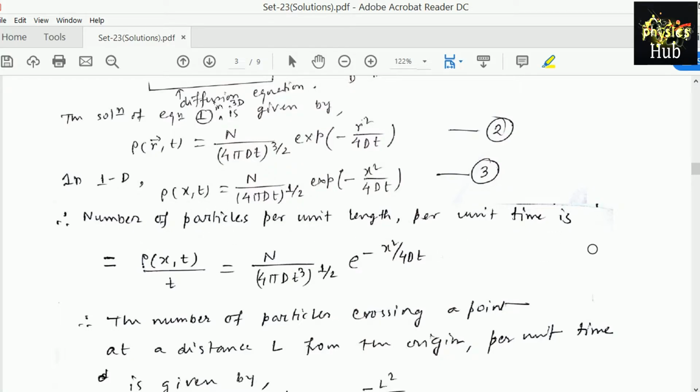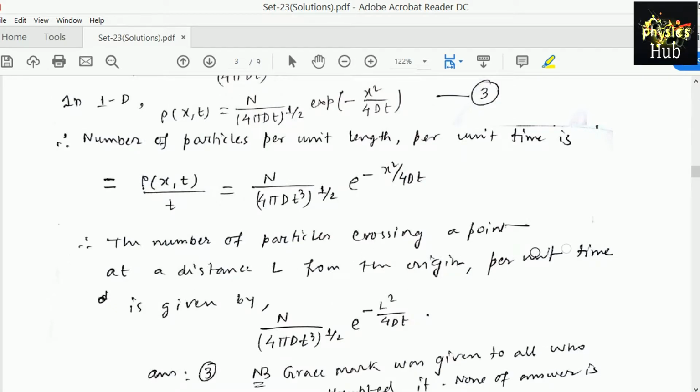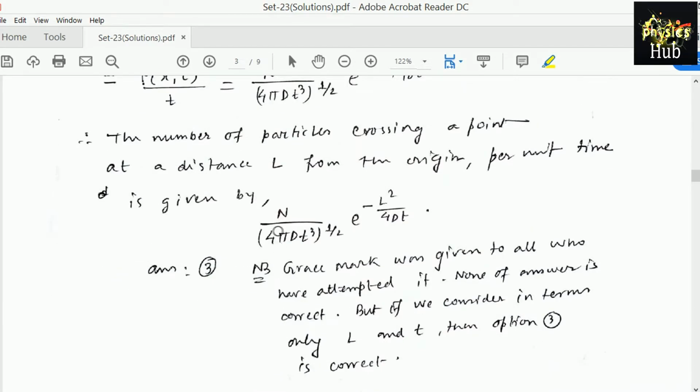Now to get per unit time, you have to divide this expression by t. Therefore, it becomes t cubed. Therefore, the number of particles crossing a point at distance l from the origin per unit time is given by, replacing x by l, n by (4 pi D t cubed) to the power half, e to the power minus l squared by 4Dt.